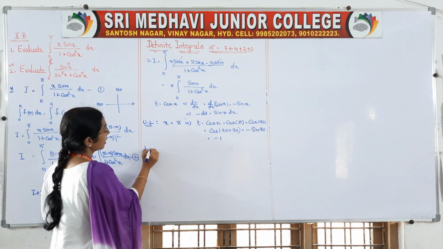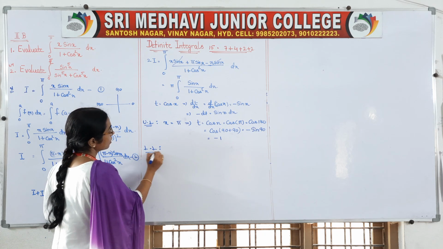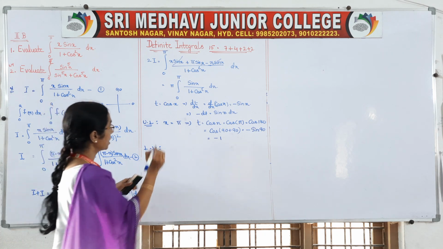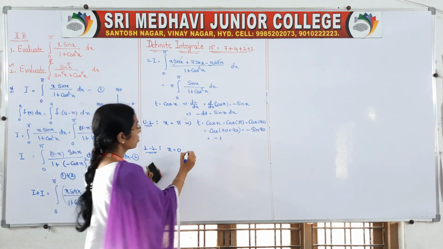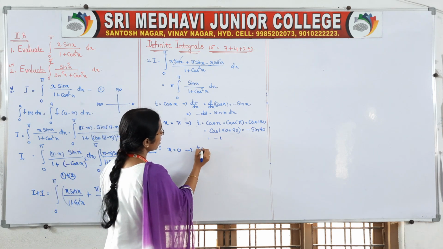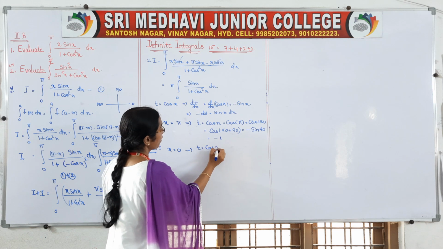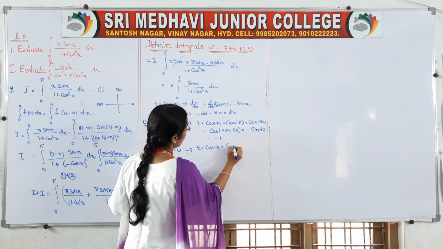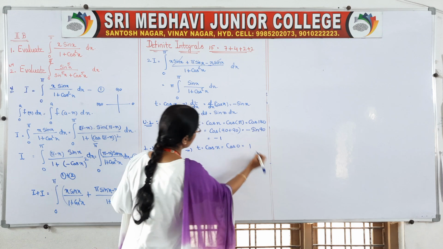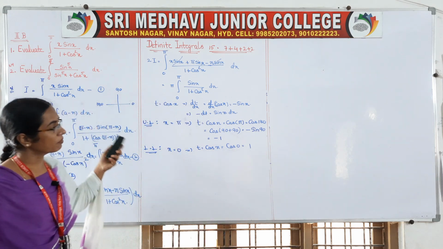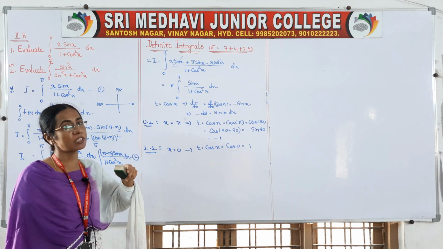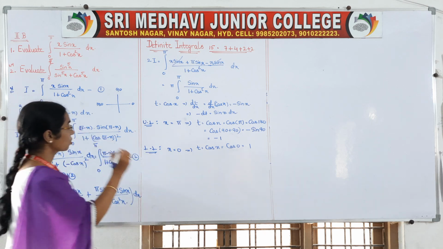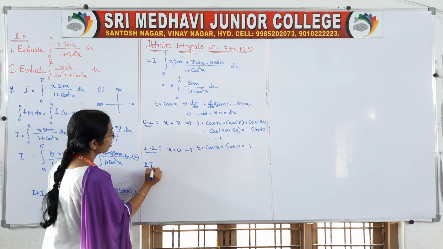Okay, now take the lower limit. What is your lower limit? It is given that x is equal to 0. So what will be your t value now? t is equal to cos x, that is cos 0. Cos 0 value is 1. So we converted the problem in terms of t, and we converted the limits also in terms of t.